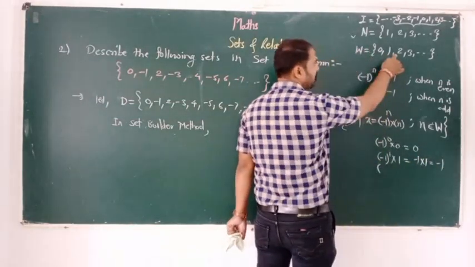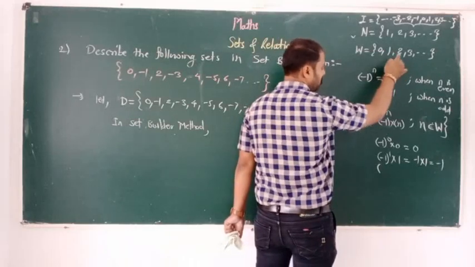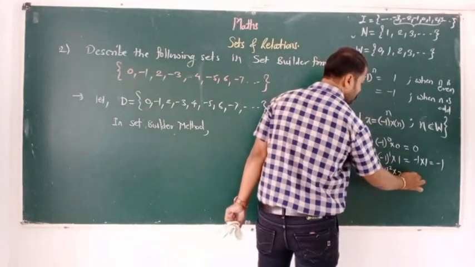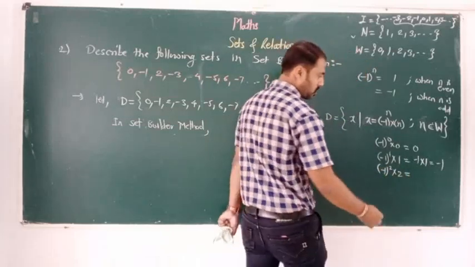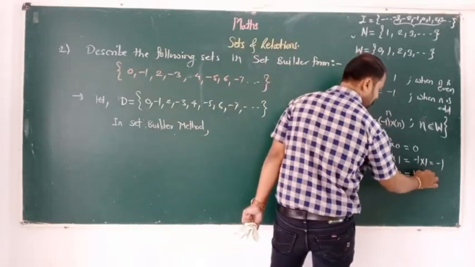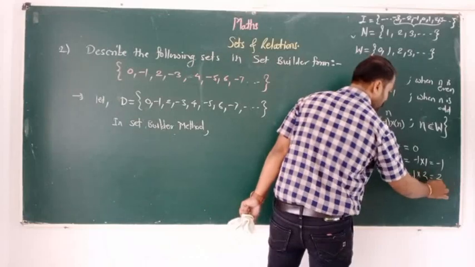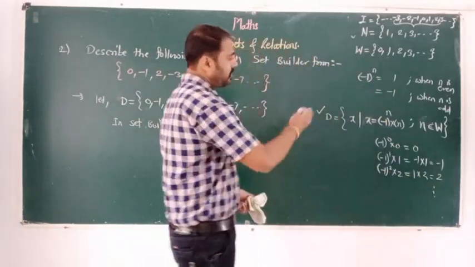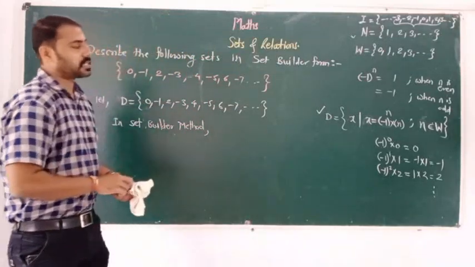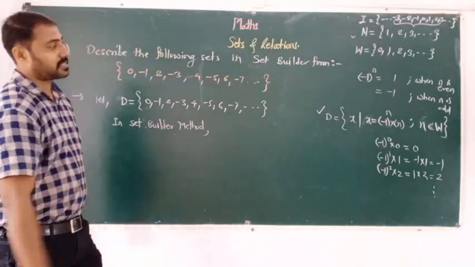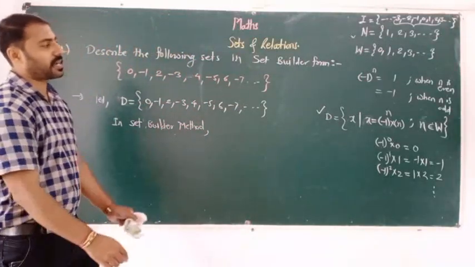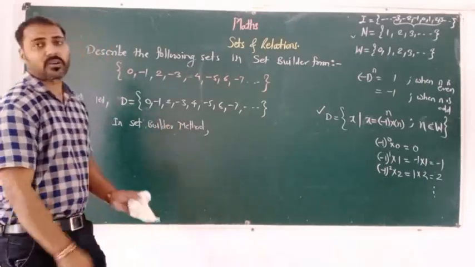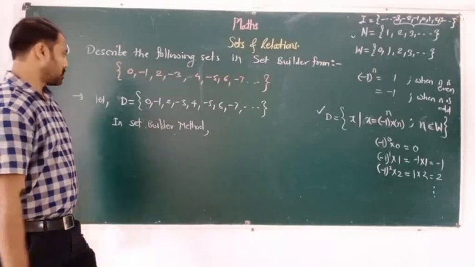If we take the third whole number, that is 2, I am writing minus 1 raised to 2 into 2. The square of a negative number is positive, so plus 1 into 2 is equal to 2, and so on. This means we write that set in set builder form as the set of all x such that x is equal to minus 1 raised to n into n, where n belongs to whole numbers.